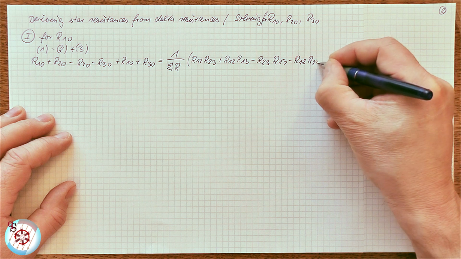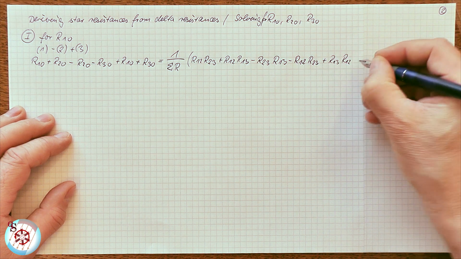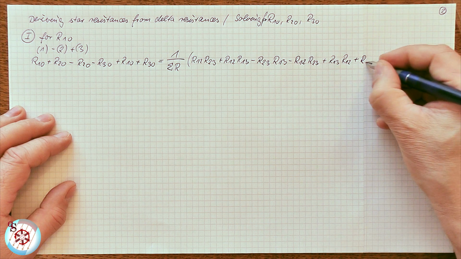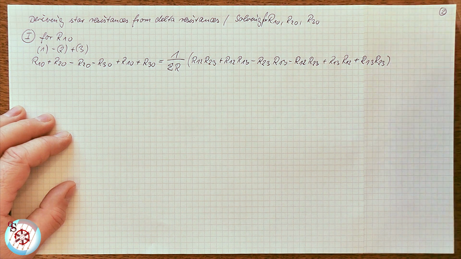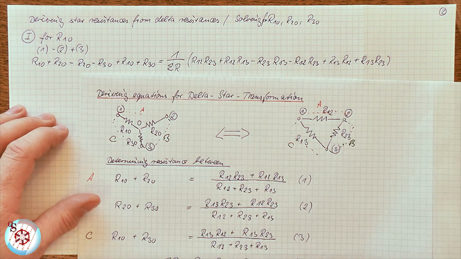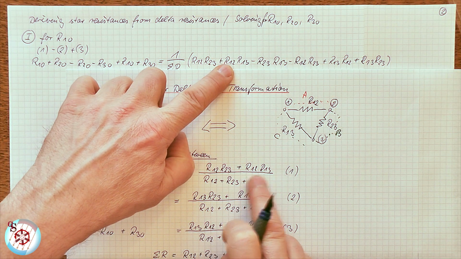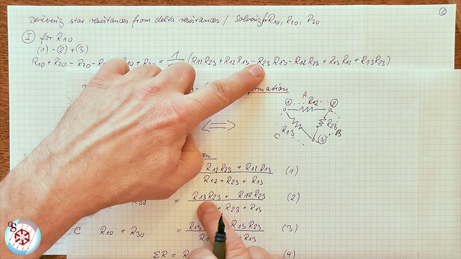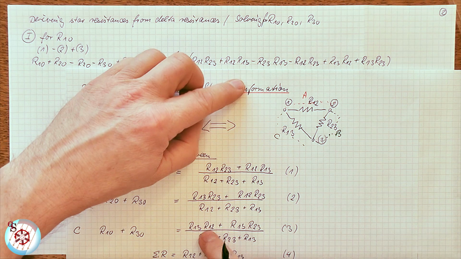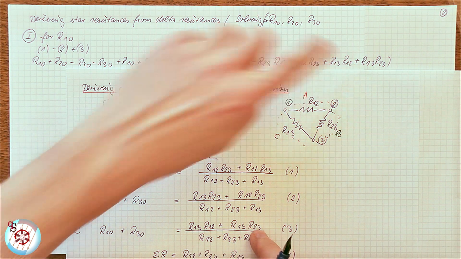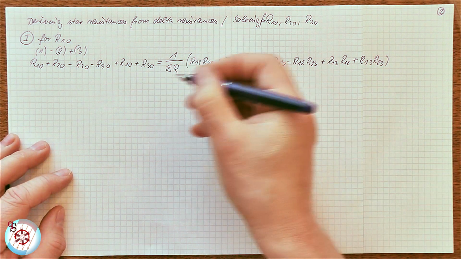R23 plus R13 R12 plus R13 R23. So hope I did it correctly. So it's R12 R23 plus R12 R13 minus R13 R23 minus R12 R23 plus R13 R12 plus R13 R23. That's correct. Okay. Let's see if terms cancel out, and they will.